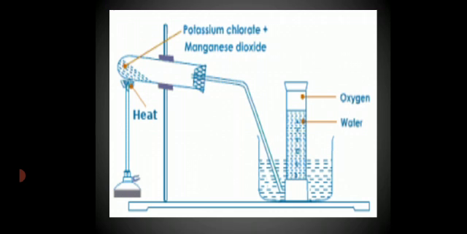You can see on the screen the lab preparation of oxygen from potassium chlorate with manganese dioxide. Potassium chlorate, 4 parts, and manganese dioxide, 1 part, are heated in a hard glass test tube at around 420 Kelvin. We get oxygen gas, where MnO2 acts as a catalyst in this reaction. Actually, a very high temperature is required, but by using MnO2 the temperature is lowered to around 420 Kelvin. The oxygen gas is collected by downward displacement of water. Clear?